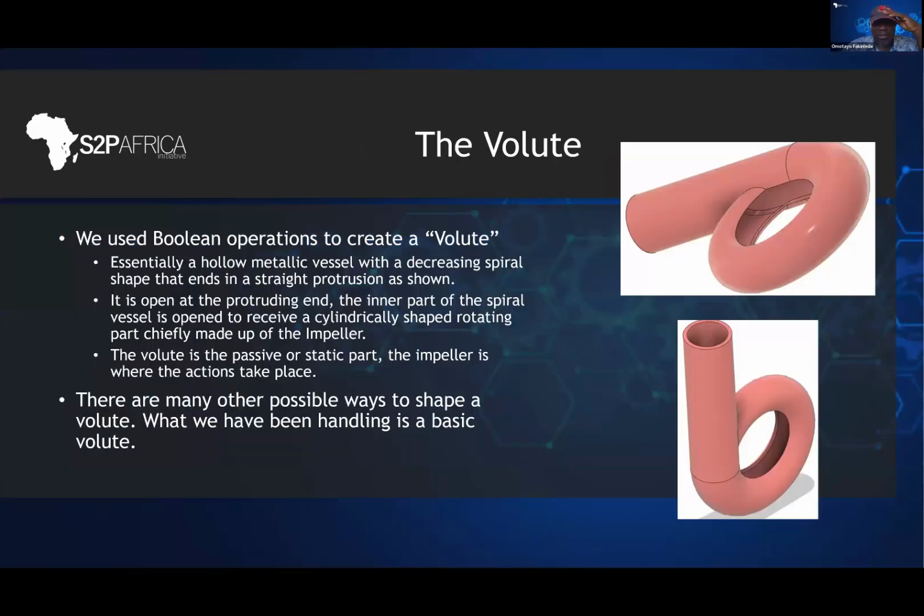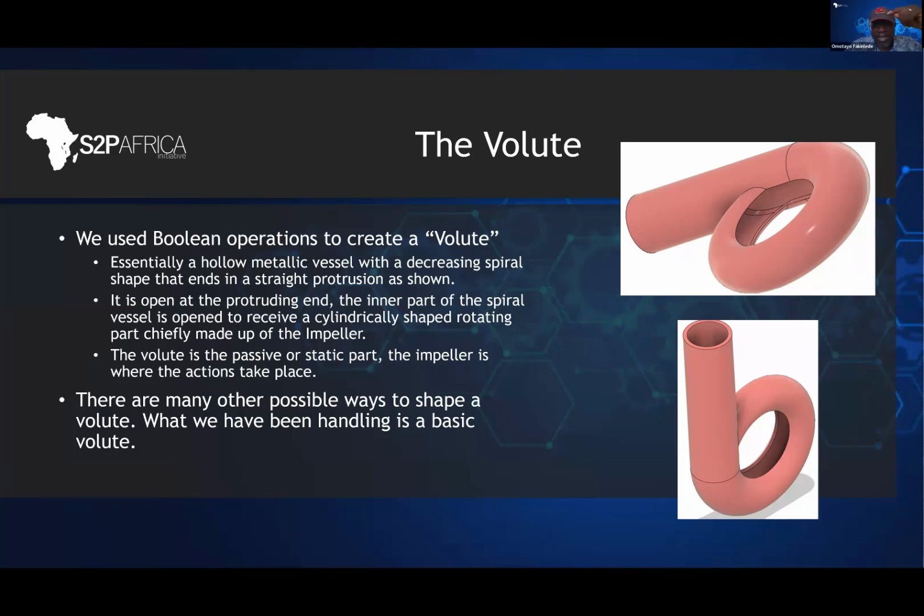So we go back again to the volute that we have seen before. I gave you an assignment and I told you to do some Boolean arithmetic to be able to get a volute that should look like what I have on the right-hand side. I just showed you 2 views of it. Essentially, a volute is a hollow metallic vessel with decreasing spiral shape or increasing, depending on which direction you are starting from.